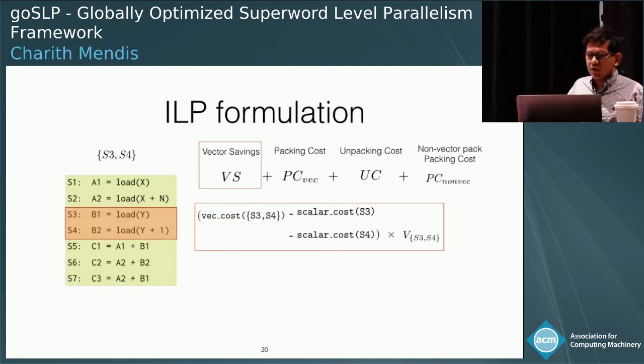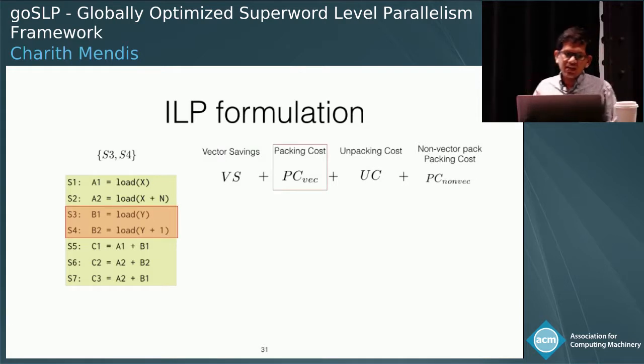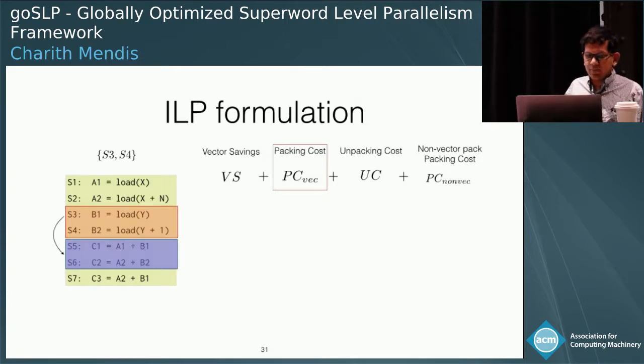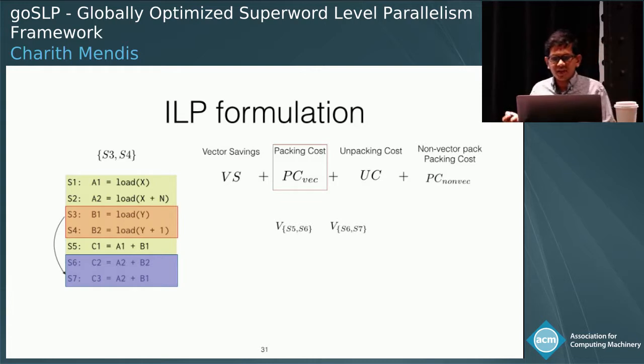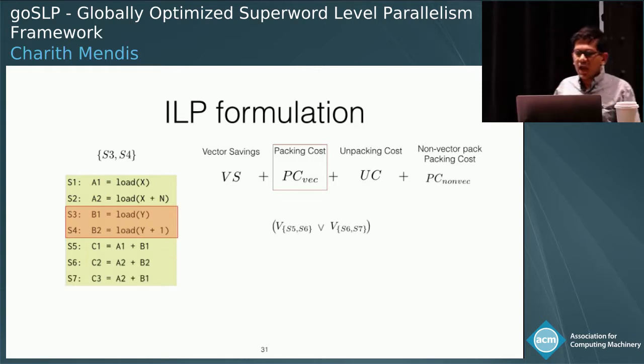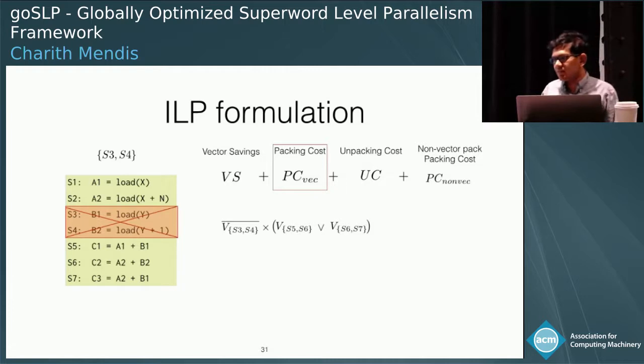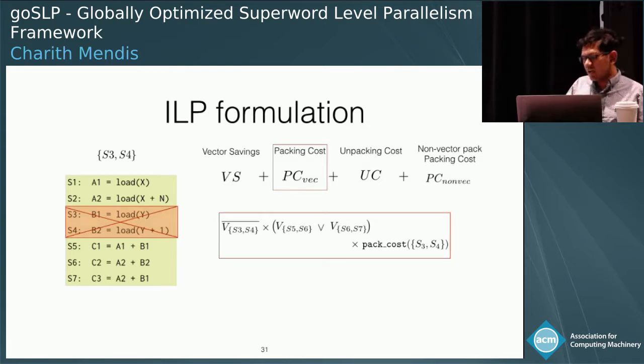And we only get this benefit if this particular pack is vectorized. Next, let's look at the packing cost. Again, consider the same vector pack. It has the potential to be used by vector pack S5 and S6, as well as vector pack S6 and S7. So if either of these packs are vectorized, and if the original pack is not vectorized, then you need to incur a mandatory packing cost. And this is how we encode that. I'll leave it to the paper to find out how we encode the unpacking cost and non-vector pack packing cost.